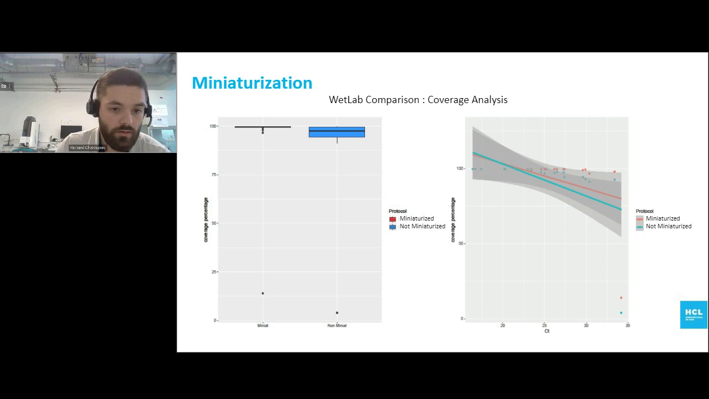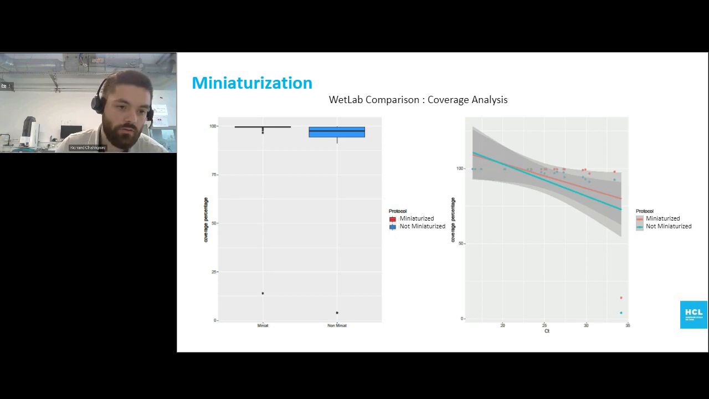You can see that in the miniaturized conditions, compared to the manual, the coverage percentage seems to be at least a little bit better than with the manual conditions. And on the right side of the screen, the linear regression is just another way of representing those results. But you can see that again, the miniaturized process seems to be a little bit better. And more importantly, with the late CT, as you can see around here, around the 30, we have better performances with the miniaturized compared to the manual process.